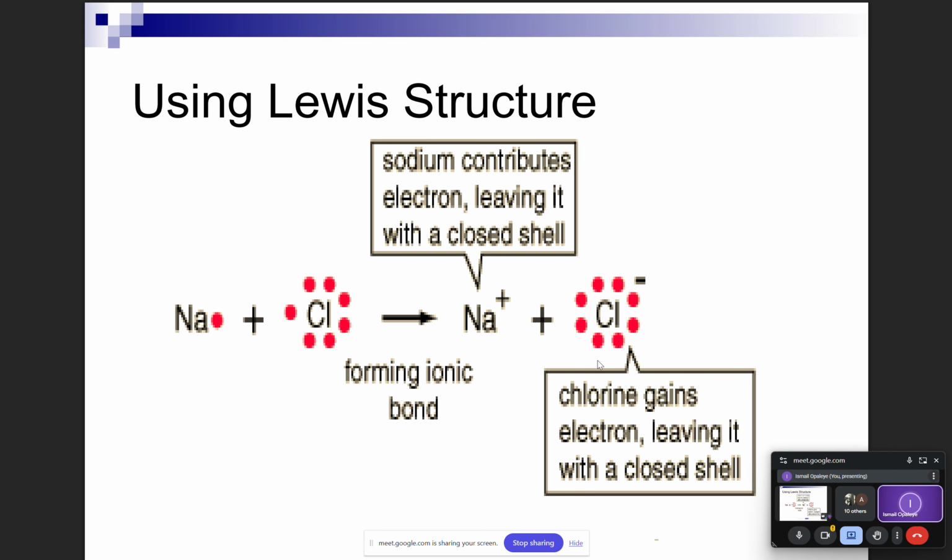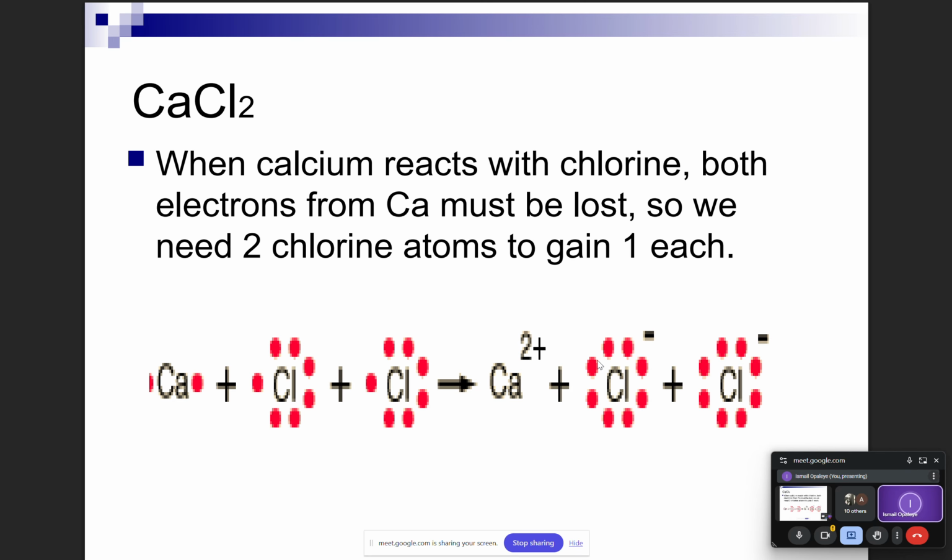Yes, sir. Okay. Now also in calcium chloride, calcium is a metal, chlorine is a non-metal. So of course, the kind of bonding you're expecting here is an ionic bond. When calcium reacts with chlorine, both electrons from calcium must be lost. So we need 2 chlorine atoms to gain 1 each. So as you can see, that is why we have Cl2.